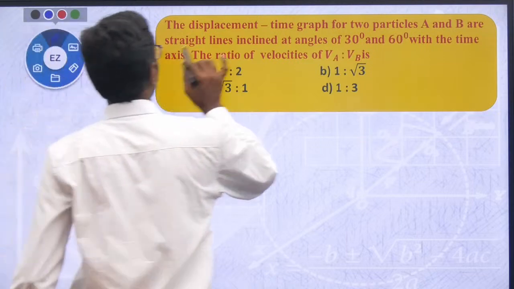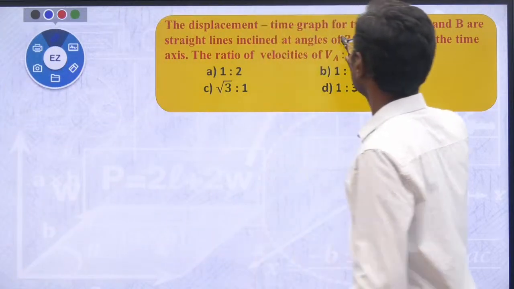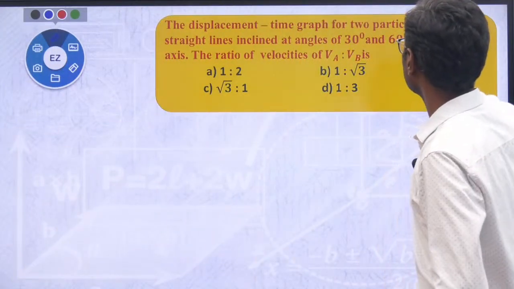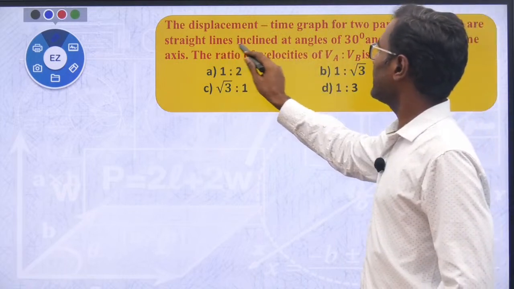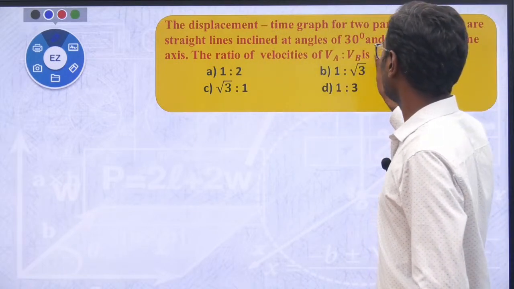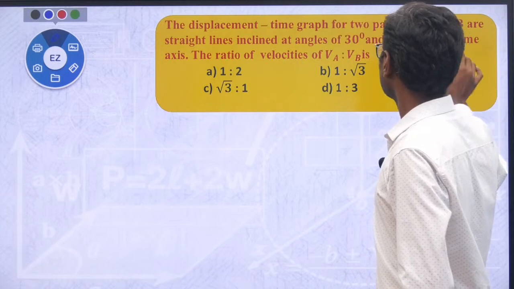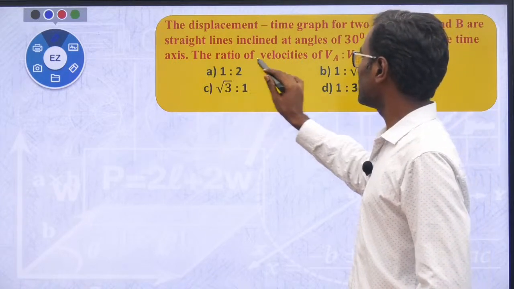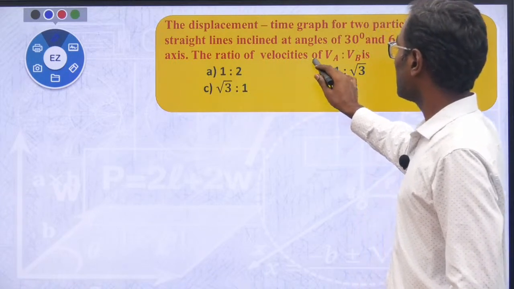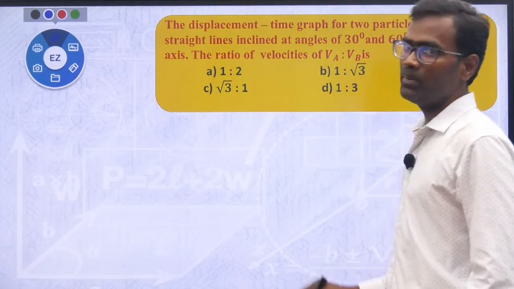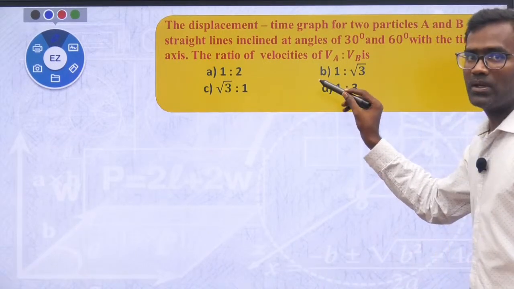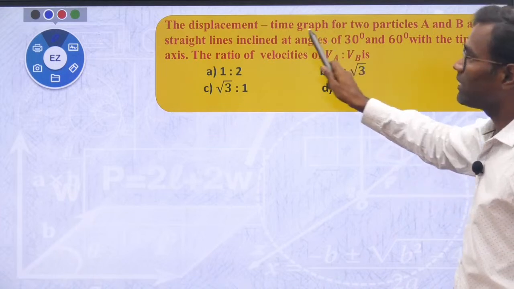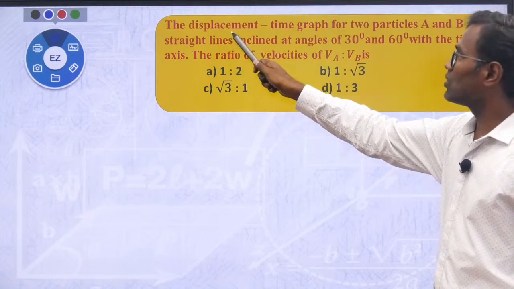Yeah, what is the question, beta? The displacement time graph for two particles A and B are straight lines inclined at an angle of 30 degrees and 60 degrees with the time axis. The ratio of velocity VA and VB. I will repeat the question again. So what is the given question?